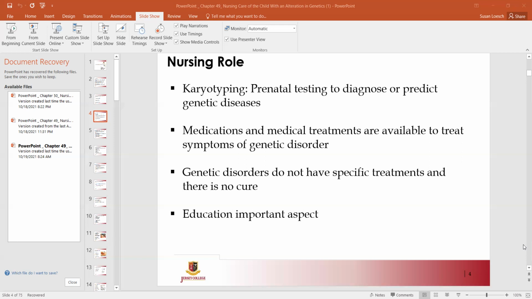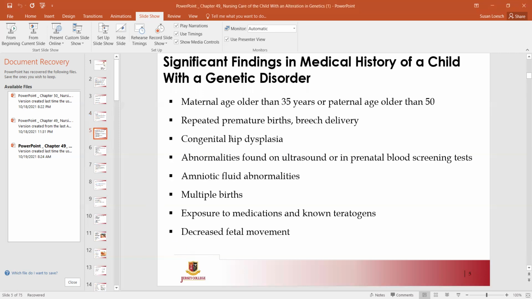Assessment of the child with a genetic disorder includes things like health history, physical exam, laboratory, and diagnostic testing. And then education. We also have to look at the medical history of the child with the genetic disorder.